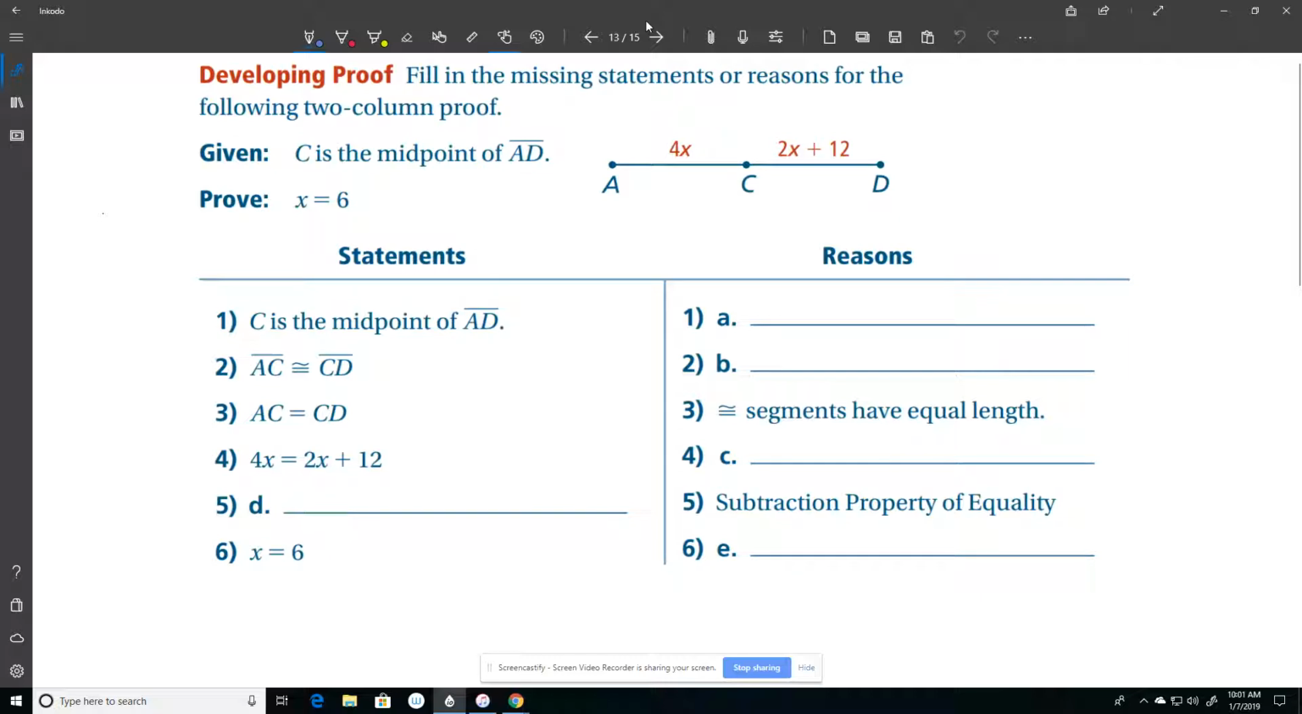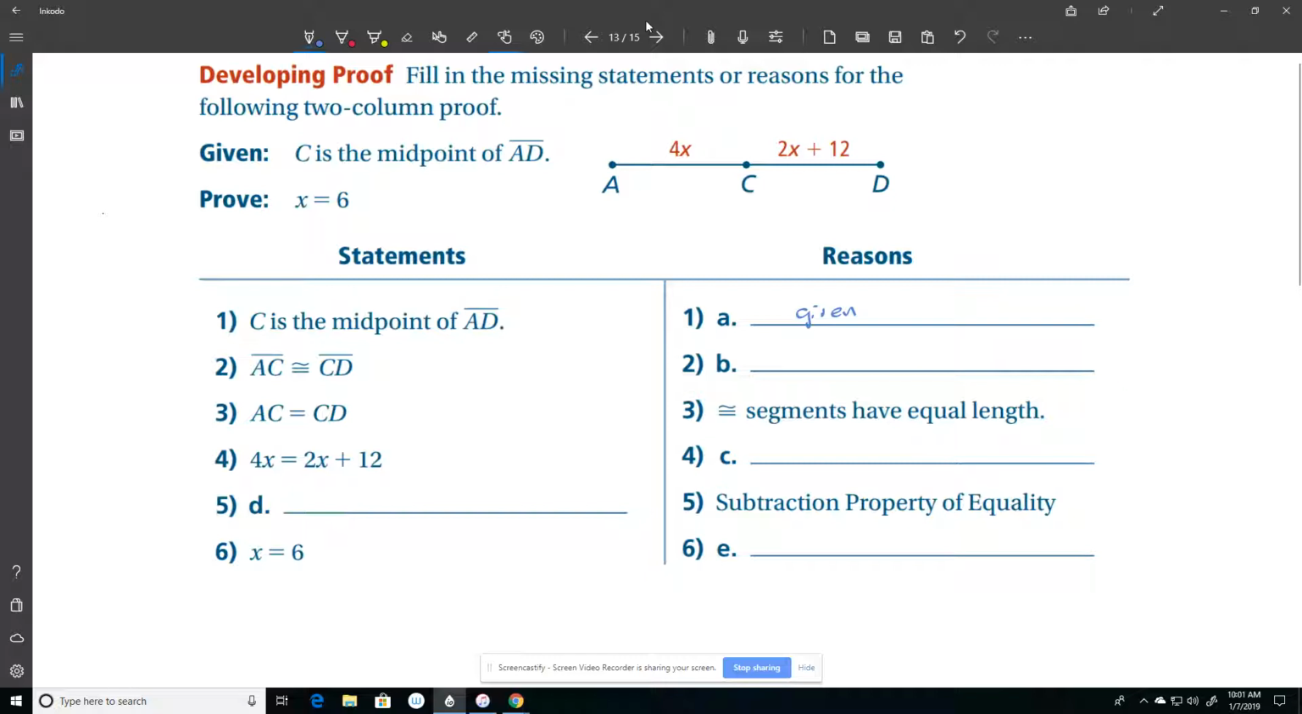Next one, a little bit longer. It says that C is the midpoint of AD, and it wants us to prove that x equals 6. And it also gives us these little pieces up here. So step 1, C is the midpoint. That was given. It told us that C was the midpoint. Then it says that segment AC is congruent to segment CD.